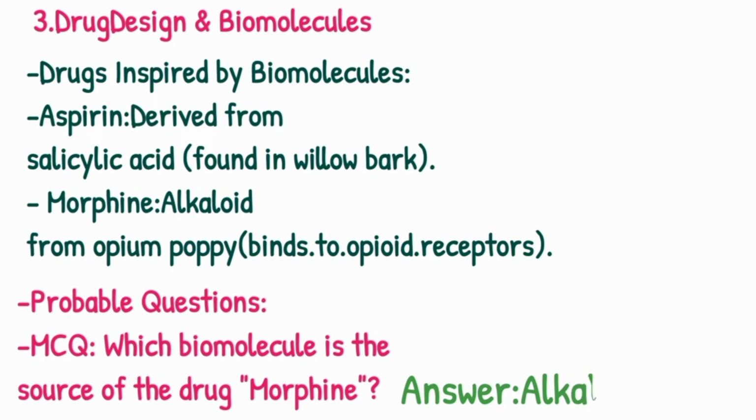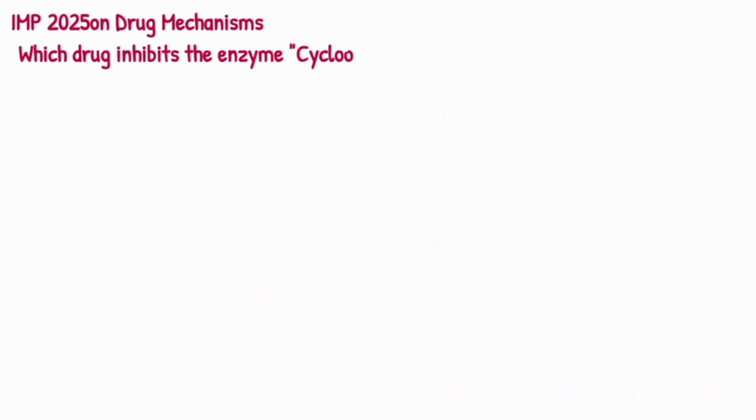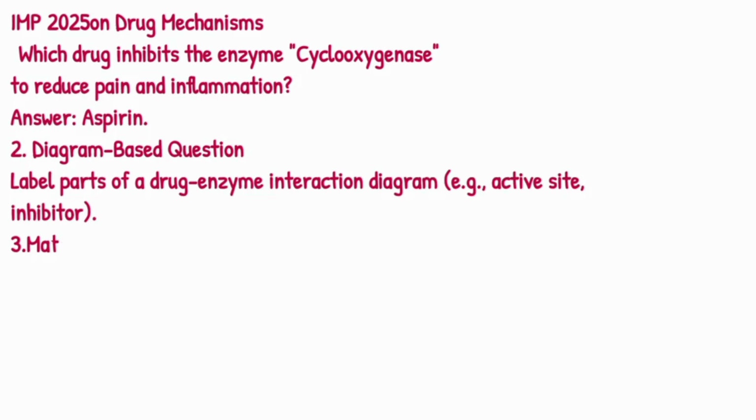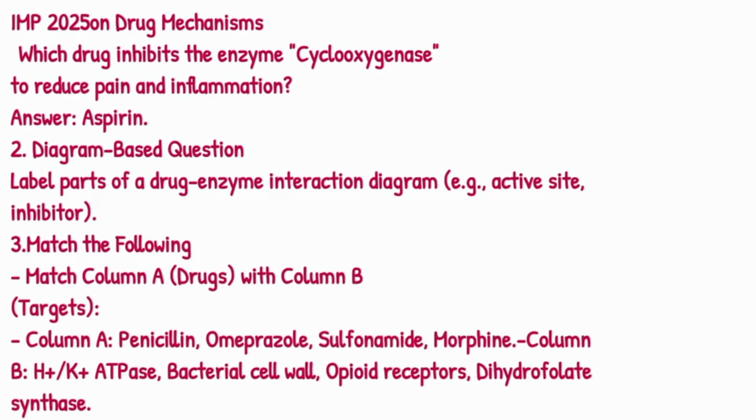So now we can see high probability question types. The MCQ: which biomolecule is the source of the drug morphine? The answer is alkaloids. The next MCQ: which drug inhibits the enzyme cyclooxygenase to reduce pain and inflammation? Answer is aspirin. The next is diagram-based questions. Label parts of a drug-enzyme interaction diagram, for example, active site and inhibitor.